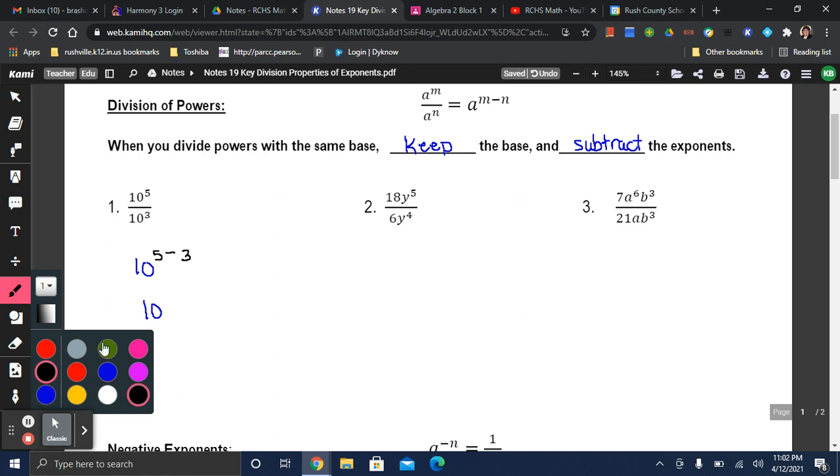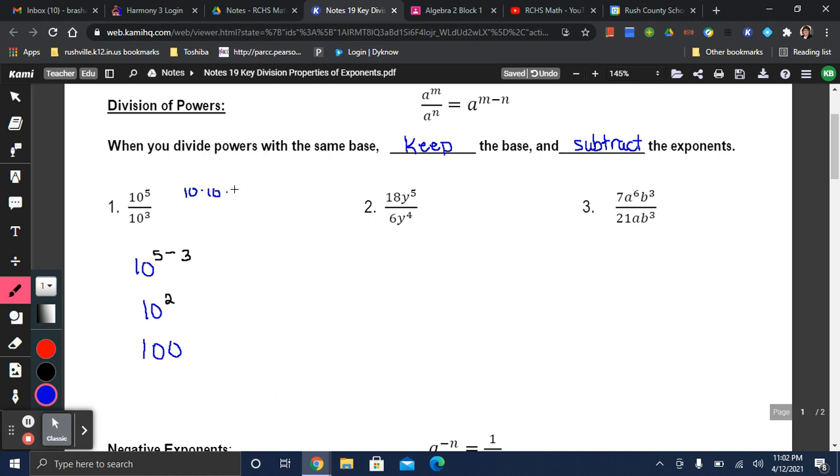And then you can evaluate that. 10 to the 2nd power is 10 times 10, which would be 100. Now, just to show you why that works, 10 to the 5th is 10 times itself 5 times. And in your denominator, you have 10 to the 3rd, which is 10 times itself 3 times.